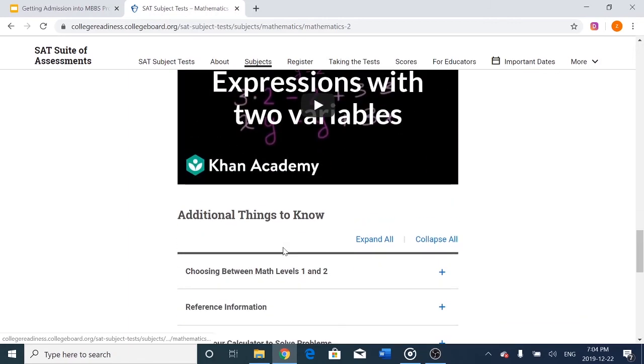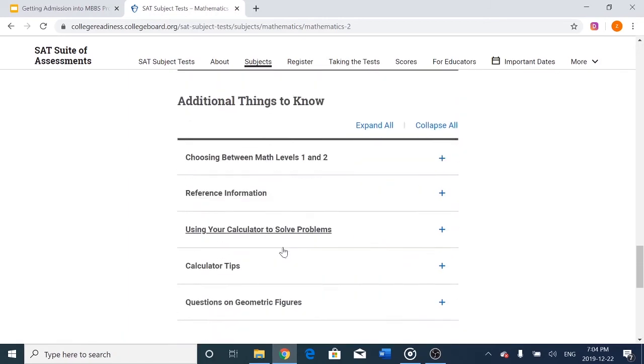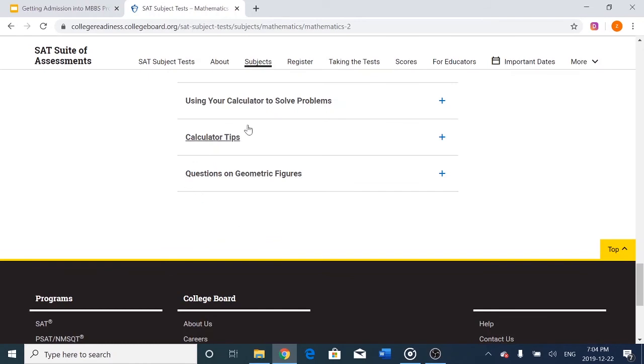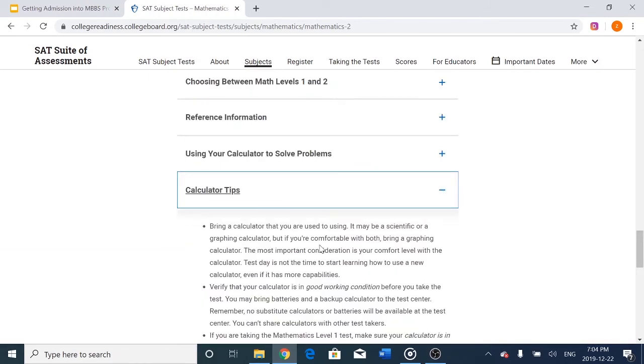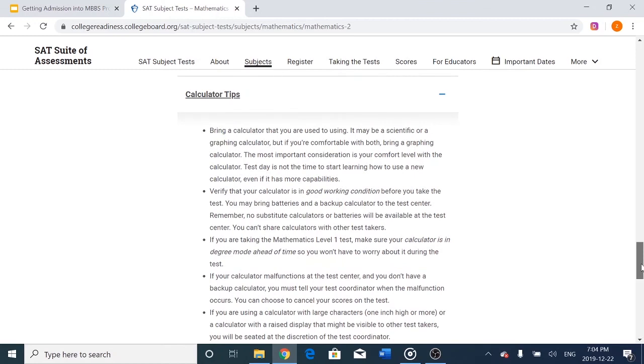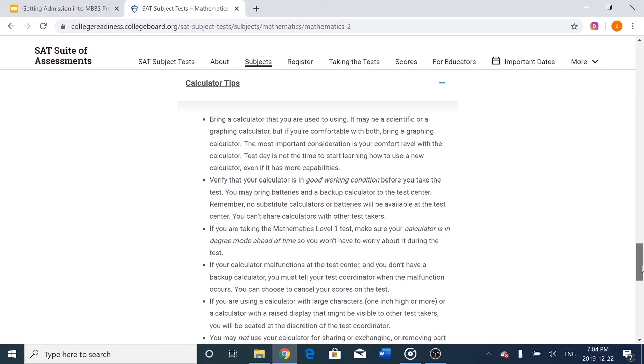And here they give a Khan Academy video, so you know there's resources out there for you. Calculator tips. They have nice calculator tips here. And there's a bunch of rules on what happens if your calculator breaks down, and if you don't, do you cancel your scores. Make sure to read through all of those rules. And as I told everyone before, in my past videos, the detailed SAT subject test guide, make sure to read through the student guide to know all the rules.